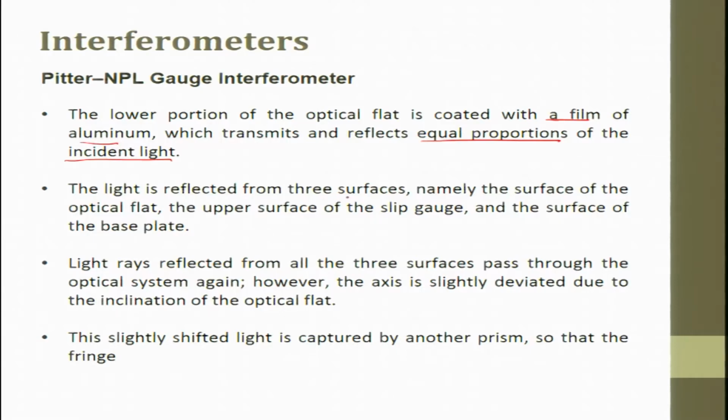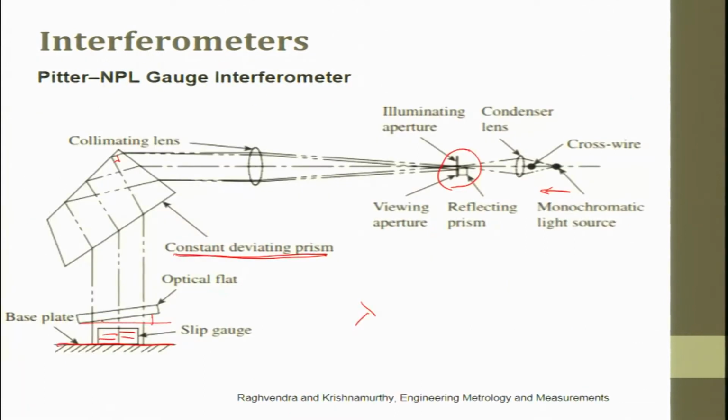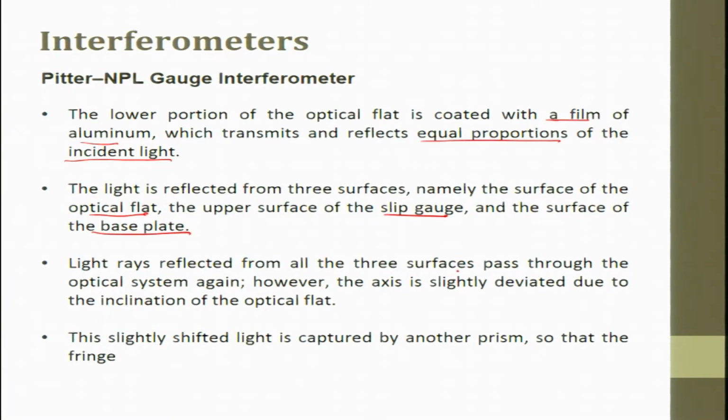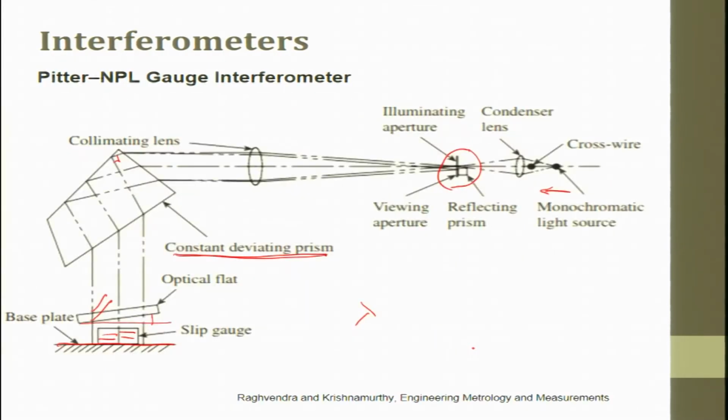The light is reflected from three surfaces, namely the surface of the optical flat, the upper surface of the slip gauge, and the surface of the base plate. Three reflections, correct, right? Because the optical flat is at an angle, you might have one from here also. The light rays reflect from all the three surfaces, pass through the optical system again back. However, the axis is slightly deviated due to the inclination of the optical flat. This slightly shifted light is captured by another prism so that the fringes can be taken in this setup.